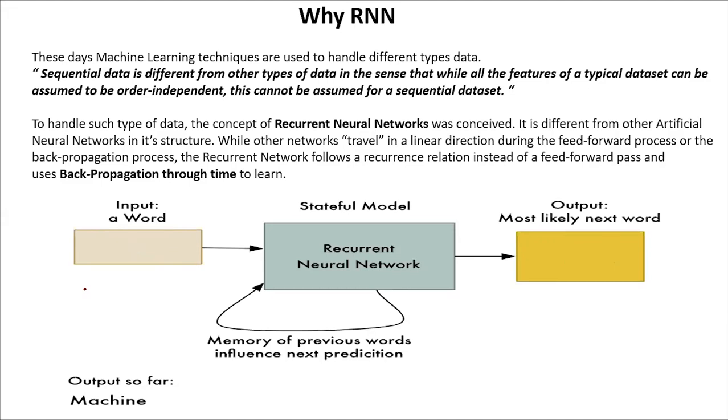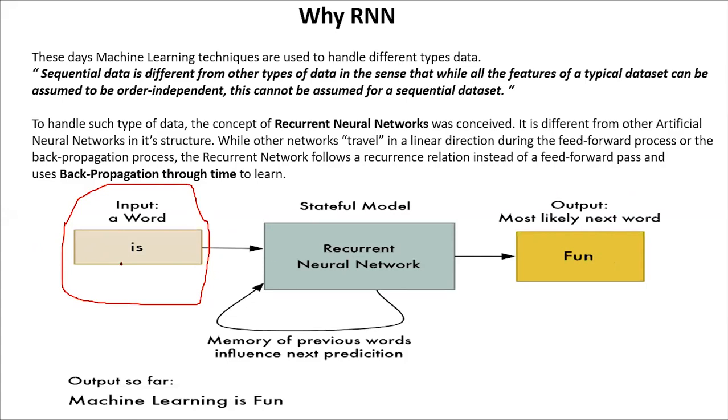Basically, sequential data is different from other data in the sense that for others it's order independent, but for sequential data it is not. So let's take an example. As you can see over here, there is a blinking machine. We input a word, machine. The machine predicts learning, and that learning again becomes an input, and the machine predicts is, and that goes back into the input, and the machine predicts fun. So the output becomes machine learning is fun.